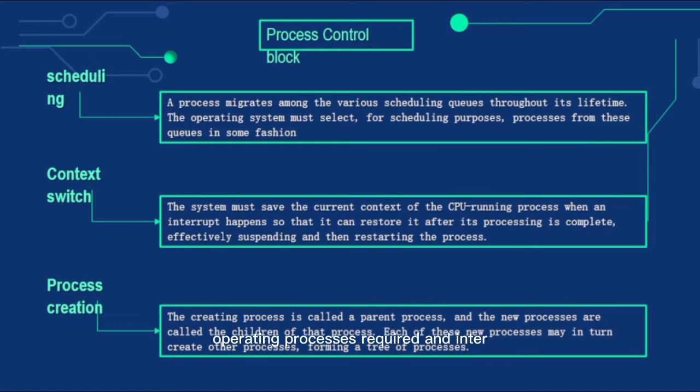Cooperating processes require an interprocess communication mechanism to communicate with each other. Communication is achieved through two schemes: shared memory and message passing.